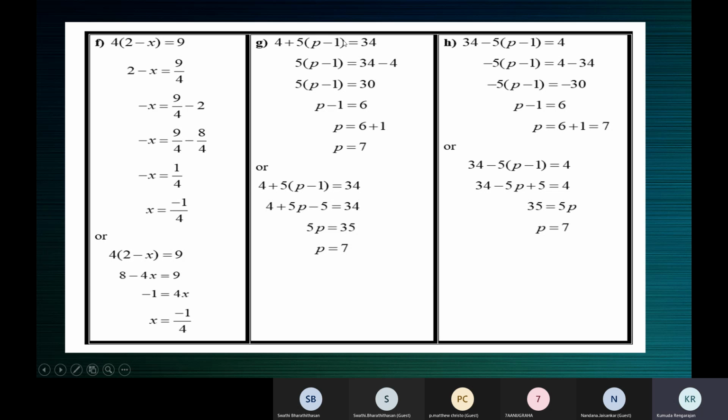So this is one term. 5 of p minus 1. 5 is attached to p minus 1. It's not free to be added to 4. So 4 is alone. What's the first step, Swati?